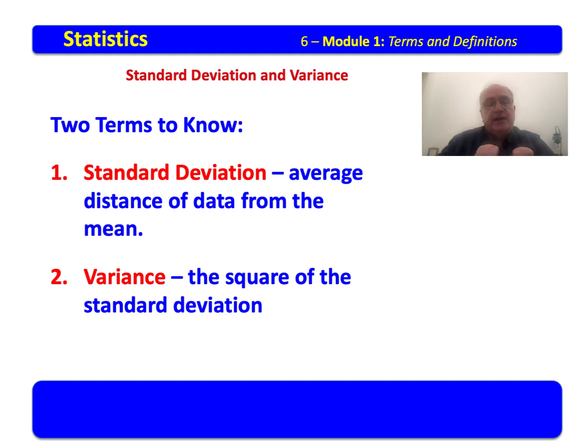If you take the variance and you take its square root, then you have the standard deviation, which is the average distance of the data from the mean. I thought it would be helpful to give you a little history of these terms.